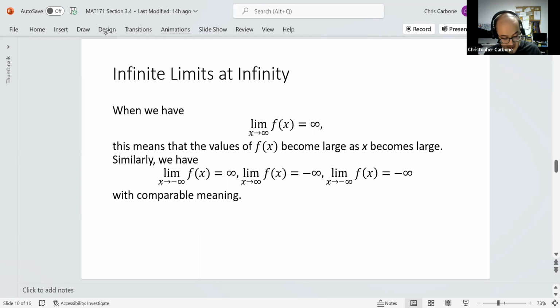So when we have infinite limits at infinity, when we have the limit as x approaches infinity of f of x is equal to infinity, this means the values of f of x become large as x becomes large. Likewise, we also have the same thing being true for the limit as x approaches negative infinity of f of x is equal to infinity. The limit as x approaches infinity of f of x is equal to negative infinity. And the limit as x approaches negative infinity of f of x is equal to negative infinity.